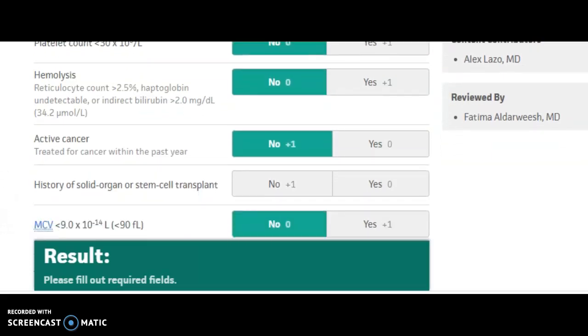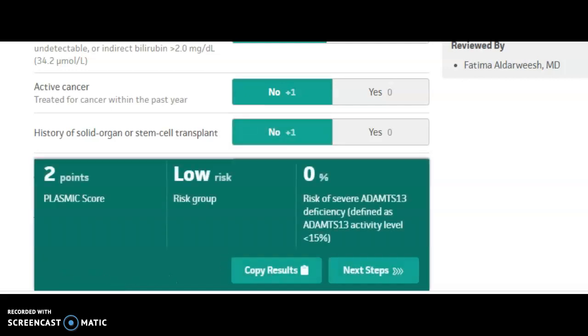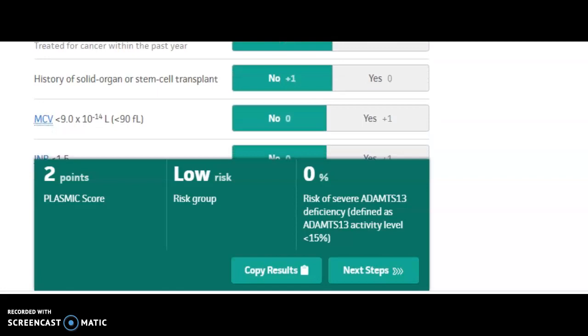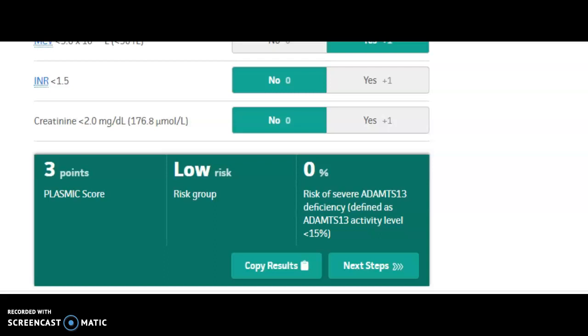So I suppose that you just want to make sure that the TTP, or the fragmentation, isn't caused by some sort of malignancy or some sort of cancer treatment or a low platelet count. So what we have now is a platelet count that is not caused by chemotherapy. Do we have a history of a solid organ or stem cell transplant? No, we do not. So again, the results we have are not accounted for by that. Is our MCV less than 90 femtoliters? Yes, it was.